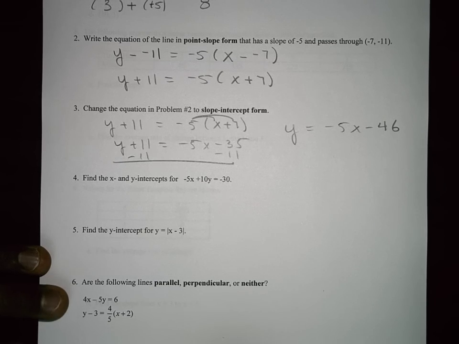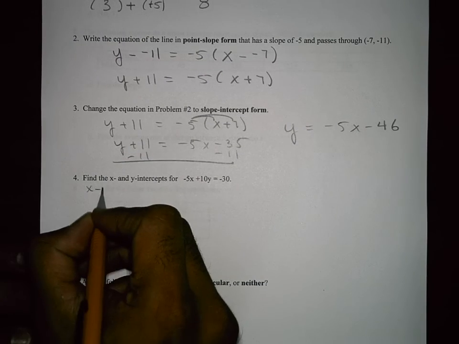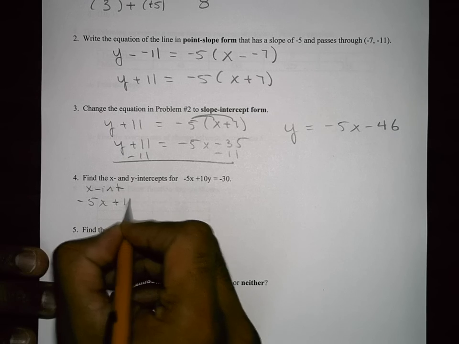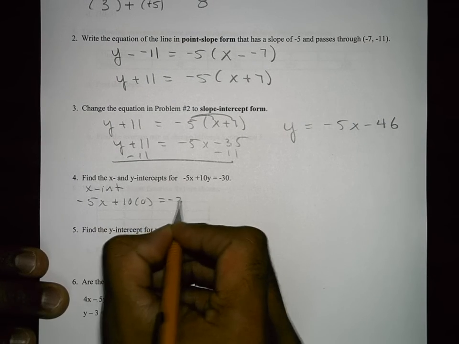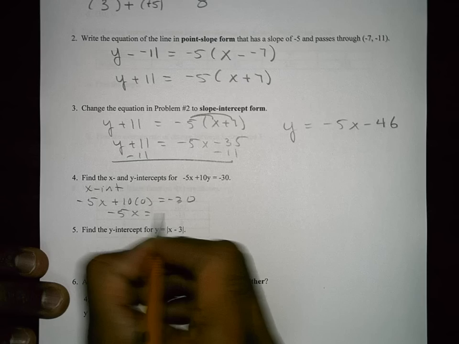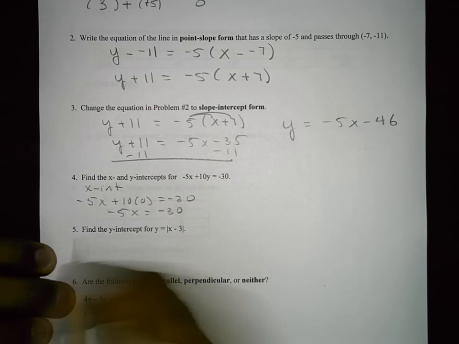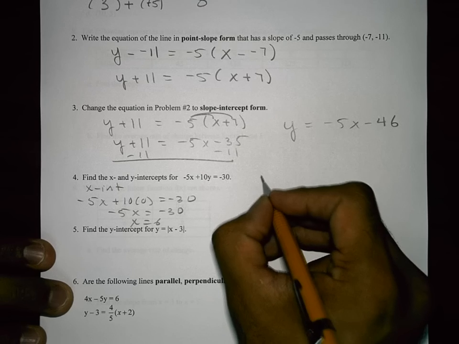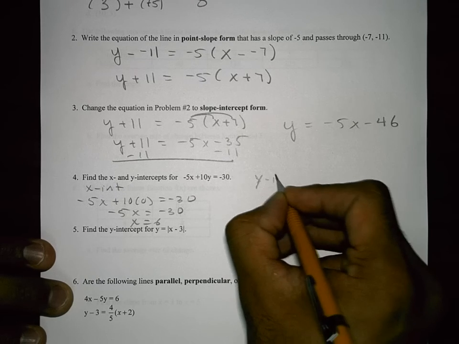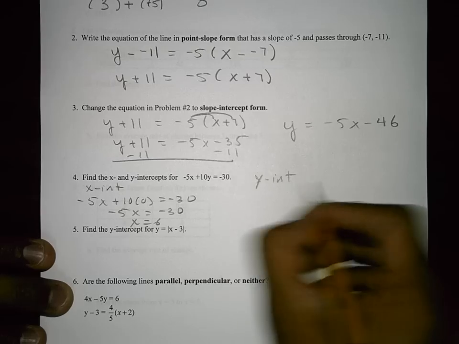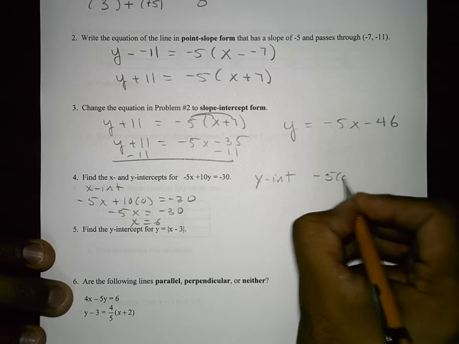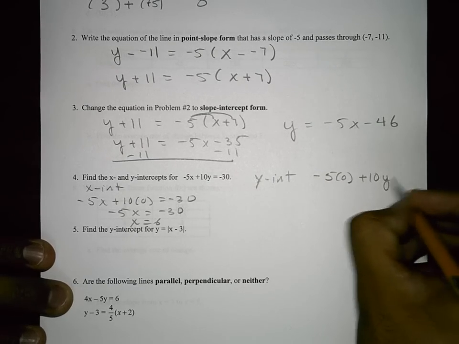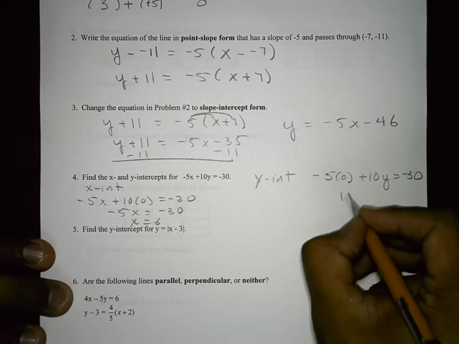Number 4, we're going to find the x and y intercepts. So remember, you make the other one 0. So the x-intercept is negative 5x plus 10 times 0 equals negative 30. That's negative 5x equals negative 30. I've got to divide. I'm kind of running out of room, so x is 6. Over here, I'm going to find the y-intercept.